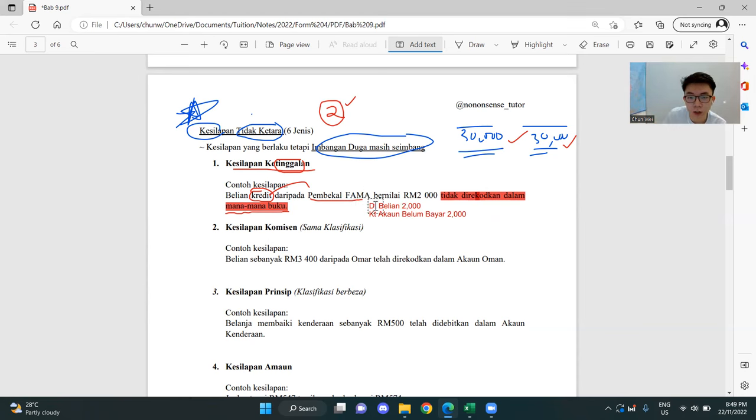Alright, so this is our working for the pembetulan lah. Debit belian and credit ABB. So you can see, if we have a T account, if you buka account belian, now I have to debit 2,000 on account belian, and on my ABB pembekal farma, I have to credit 2,000. So you can see that now I'm recording on two accounts. That's why this is a kesilapan tak ketara.